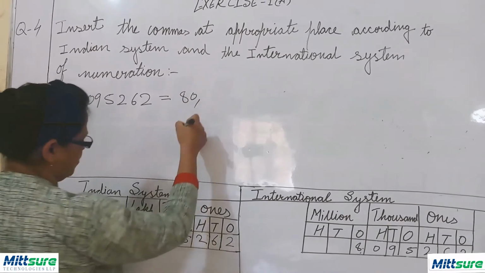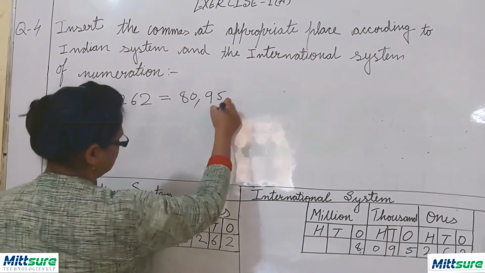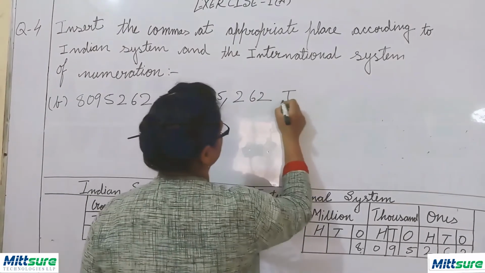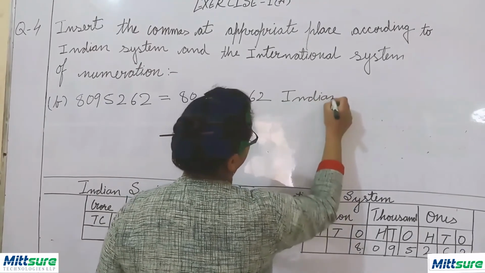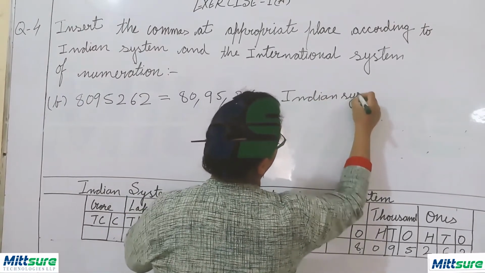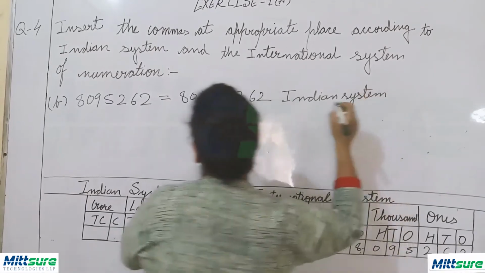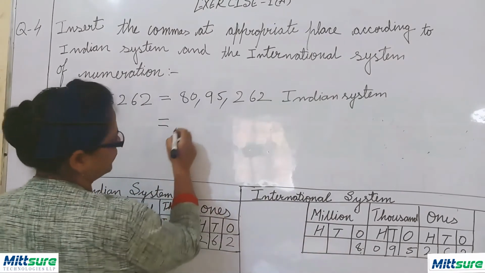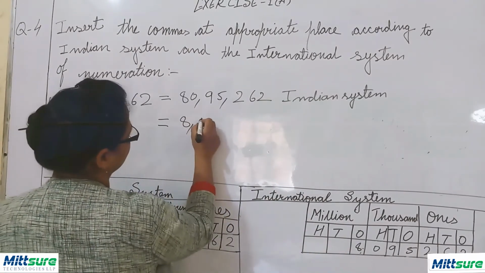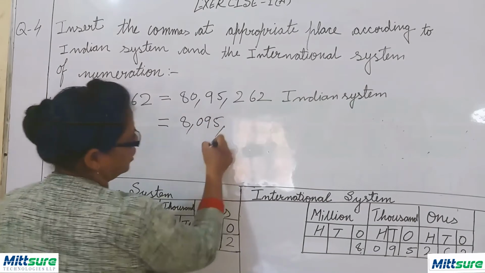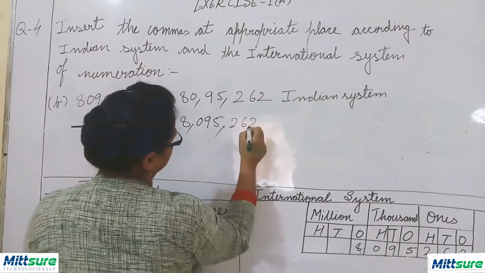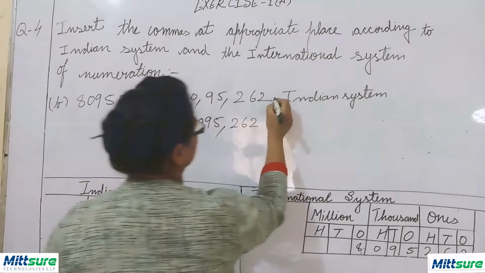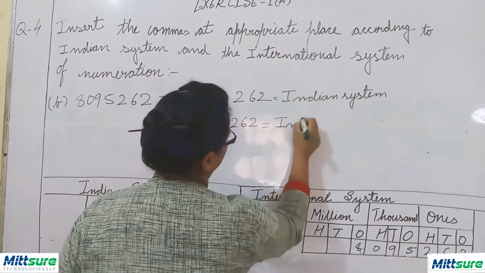The Indian system will be 80 lakh 95,000 262. This will be the Indian system. Then I will write the international system. This will be 8,095,262. So this is the international system.